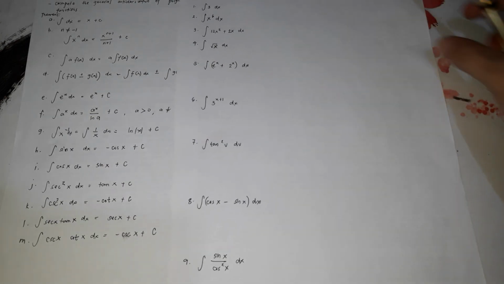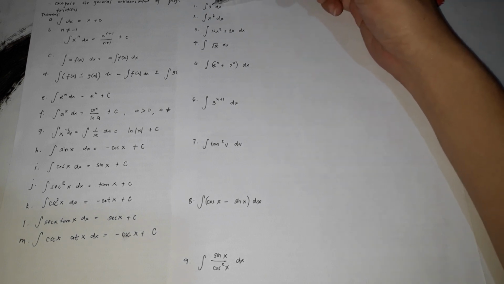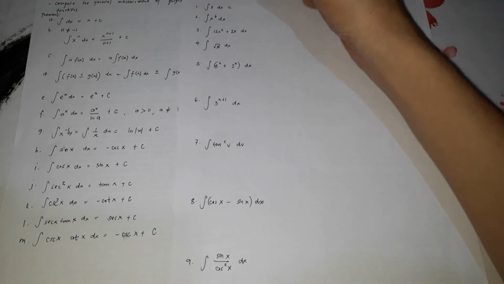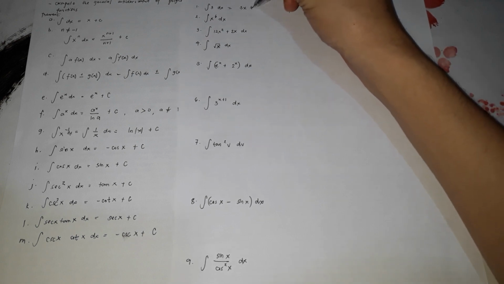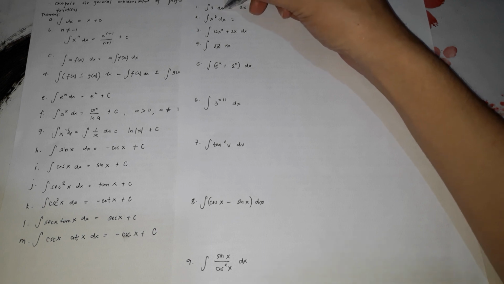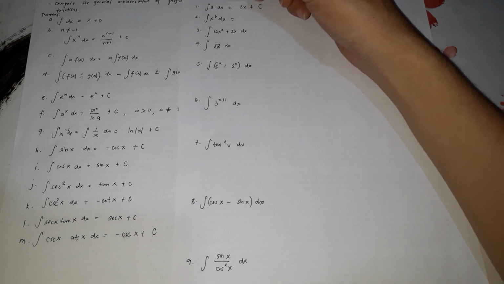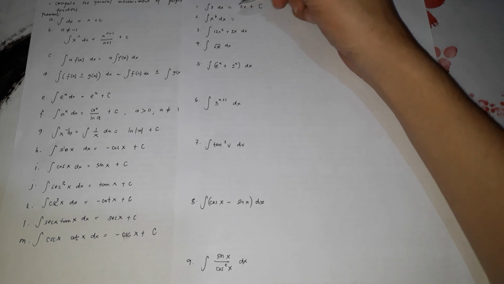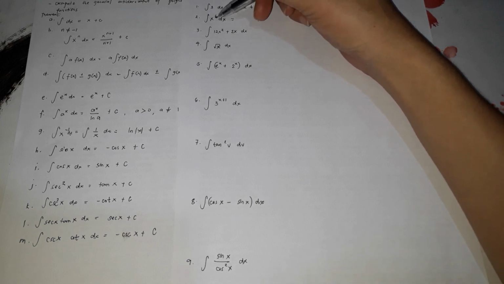For number 1, the integral of 3 with respect to x is equal to, just like in theorem letter A, all you have to do is add x on it plus c. So 3x plus c. If it is a constant, you just add the variable. If this is y, add y. If this is z, add z.